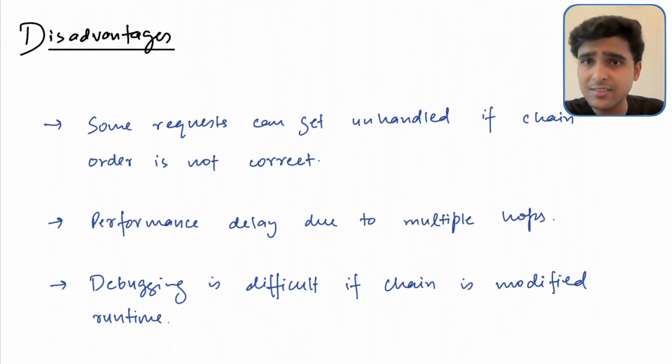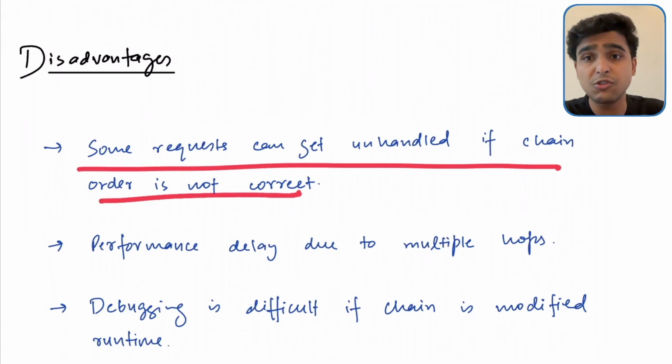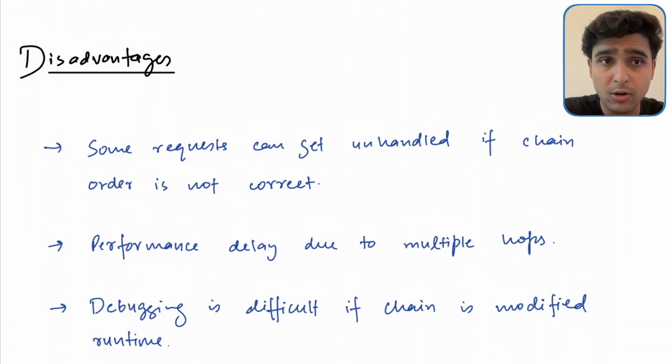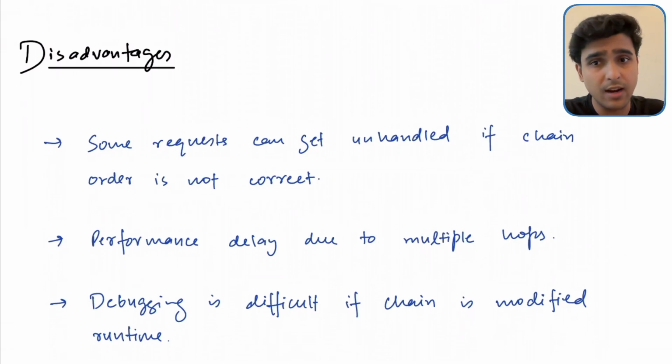Finally, there are some disadvantages as well. Some requests can get unhandled if the chain order is not correct or if the logic is not proper. For example, if the request is neither of type basic, intermediate or critical, no handler will handle it. So eventually the request will get unhandled. There will be some error. So you have to make sure that either you have a default handler which handles all kinds of requests, or your logic is such that each request is handled or an appropriate error is thrown. But in some scenarios, a request can get unhandled.